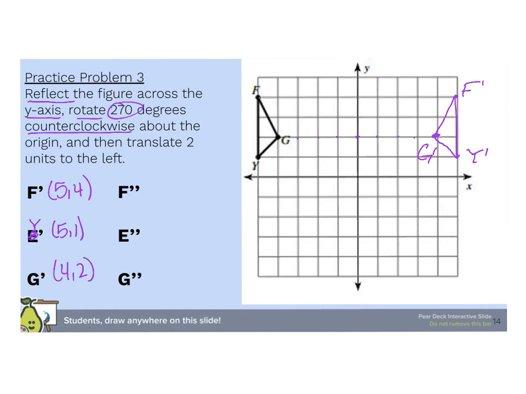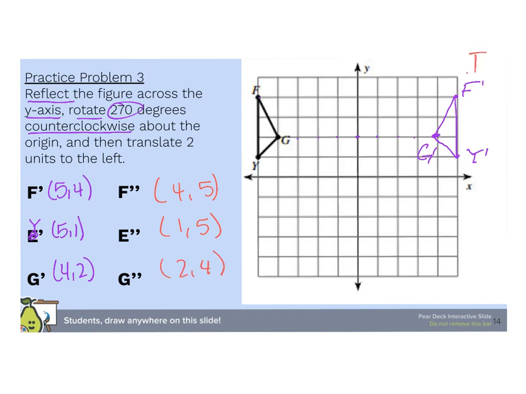Now, I know for 270, X and Y switch places. So I'm just going to go ahead and switch those now. So it's going to be 4, 5, 1, 5, 2, 4.